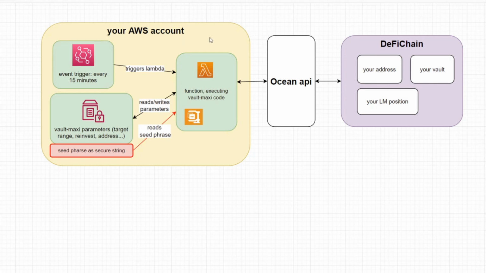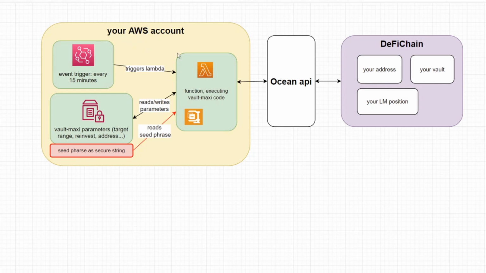So when you want to run that, you need to have your own AWS account. That's also one important thing, in my opinion, that if you run Vault-Maxi, it's all on your accounts, on your stuff. It's 100% self-custody. There's really nothing that anyone from the developers runs for you, does for you, or has access to. So if you have your AWS account, and you have your parameters in there, your seed phrase in there, and everything, we don't have access. So that's really important. But back to the topic.